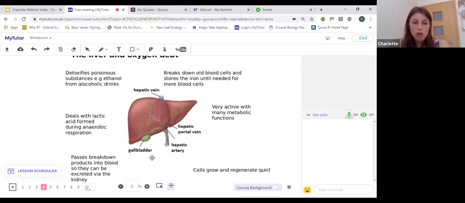The liver is also where breakdown products are passed into the blood so that they can be excreted via the kidney, as we said before. So urea is the main one there. And it also deals with lactic acid, which is formed during anaerobic respiration. And that's where we're interested in it for today.